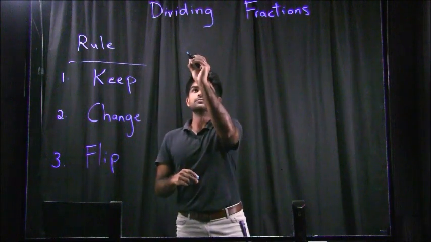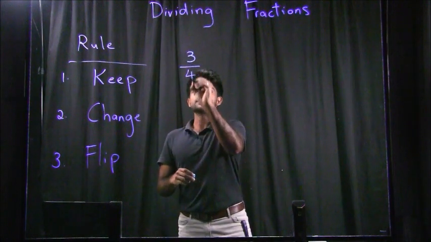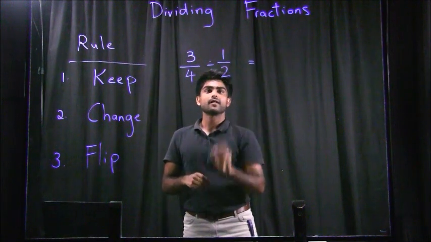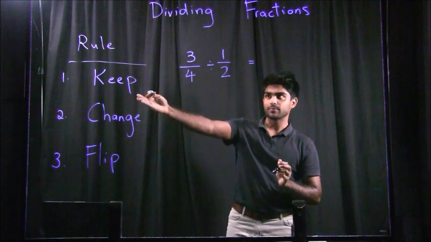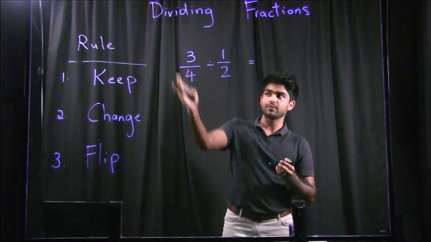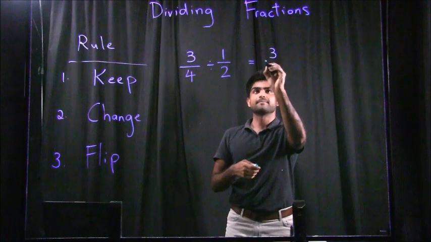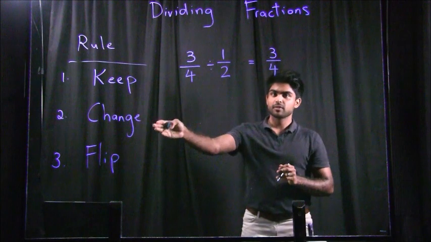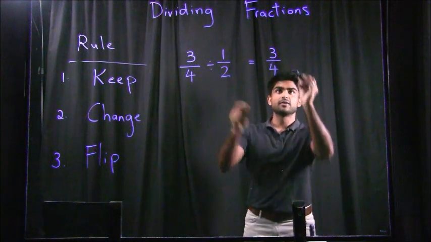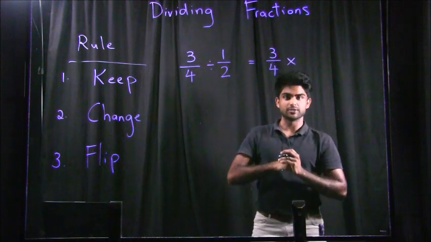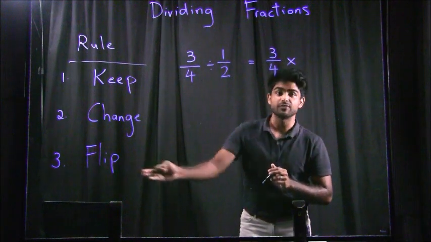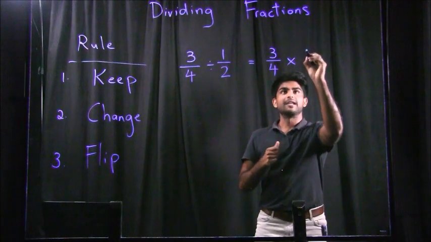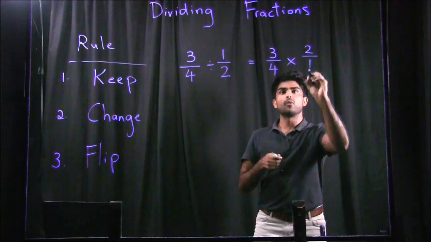So for our first example, if we have 3/4 and we divide it by 1/2, the first step we need to use is keep. What that means is that we keep this first number exactly the same, 3/4. Our second step is to change. So what we're changing is this division becomes a multiplication. And our third step is to flip. So we actually flip this 1/2 upside down and it becomes 2/1.